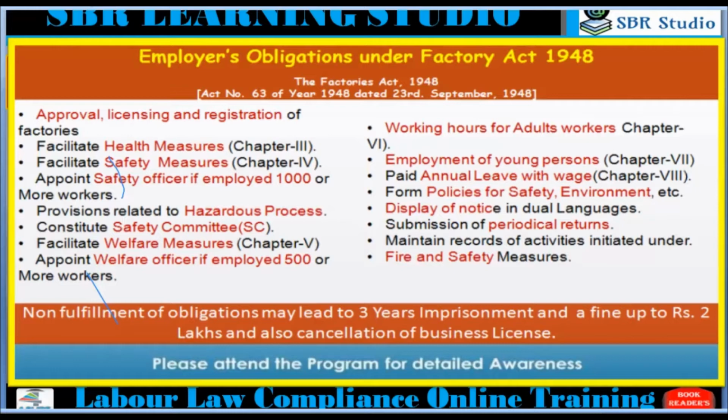How? Because if any obligation, like there is a factory and you are the employer of the factory, the obligation is that you are required to obtain certain approval or license for commencing a business in that premises. Then after, you have to facilitate the three major objectives of the Indian labor law: health, welfare, and safety. Then after, there are other provisions.